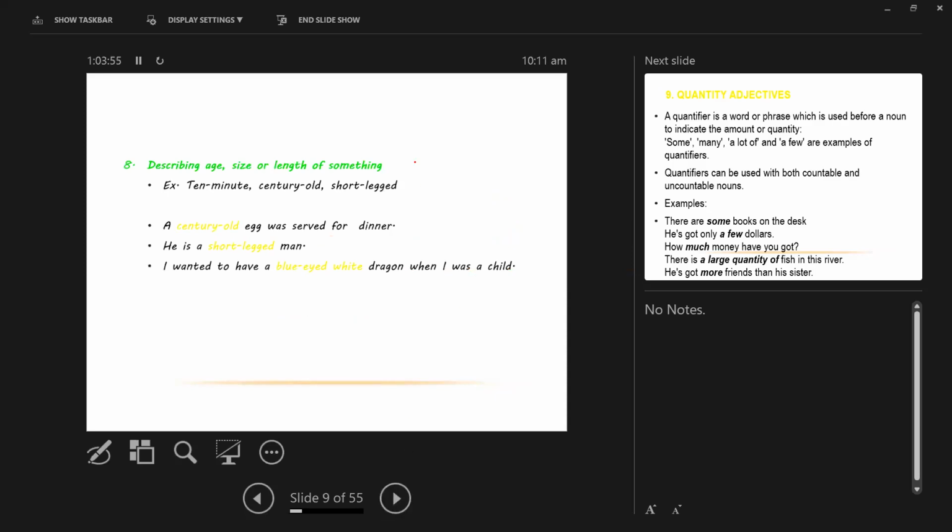Meron pa pala pang walo. Describing age, size, or length of something. Favorite ko to kasi I always get confused din naman when I'm writing more than two adjectives to describe a specific noun. Like, for example, describe the Christmas tree. It was a tall, green, imported Christmas tree. So ano ba ang unahin? Yung size ba? Yung height ba? Yung kulay ba? You're gonna find out soon. Abangan. Alright. 10-minute century-old short leg.